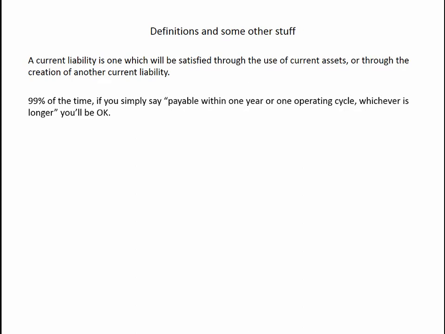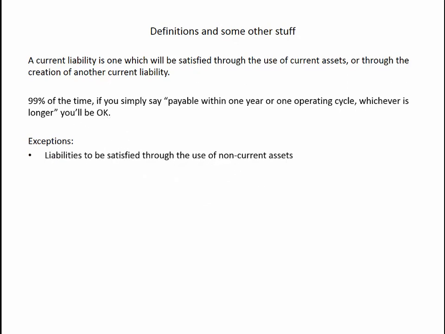Now, if you think about it, how might you satisfy a liability other than through the use of current assets? Virtually all liabilities are satisfied through paying cash. You have a payable, you write a check. There will be some exceptions though.